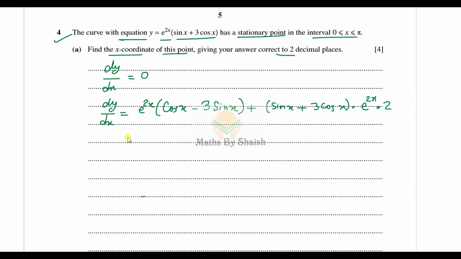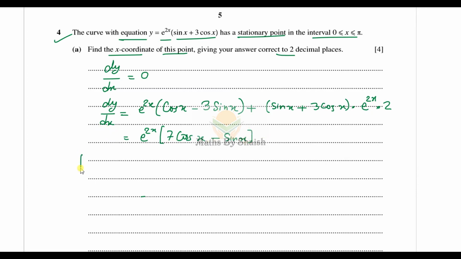So it can be simplified. I'll take e raised to the power 2x common. Now let's see what is left. Cos x is left from here, and here 2 3s are 6 cos x. So cos x plus 6 cos x is 7 cos x, and it is minus 3 sin x, and it is 2 sin x from here, so it is minus sin x. So dy over dx is this.